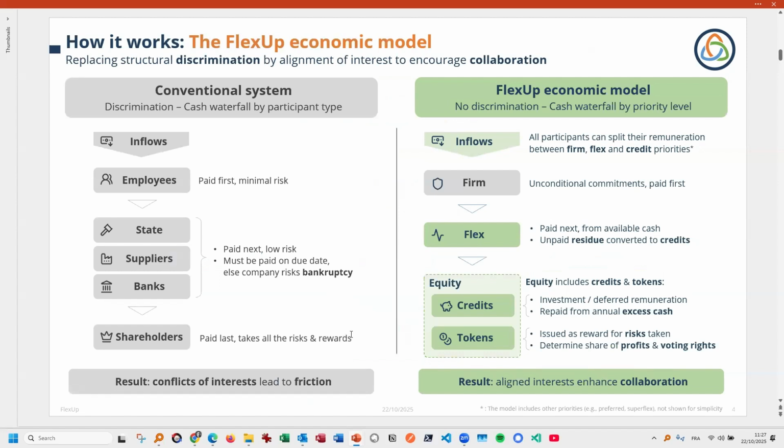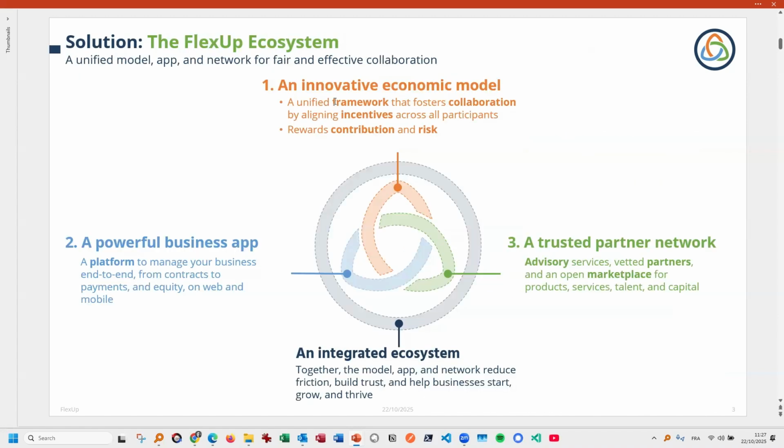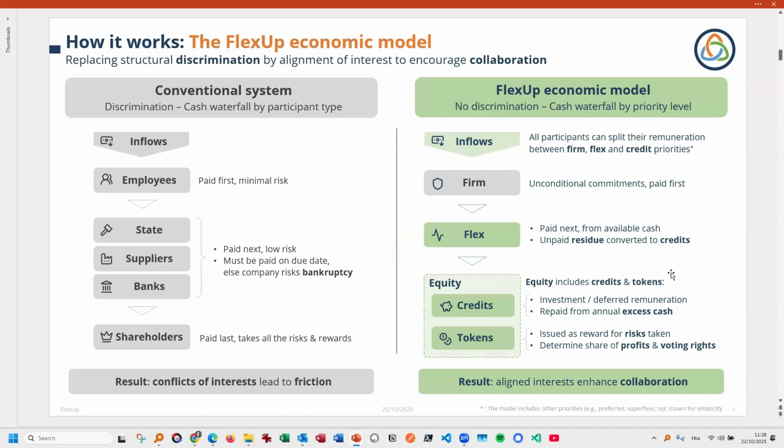So let me explain now each of these three aspects of the FlexUp ecosystem. So in the conventional model, we pay the employees first, then we pay the state, the suppliers, the banks, and if there's any money left, everything is for the shareholders. So they're the only ones who take all the risk and the rewards.